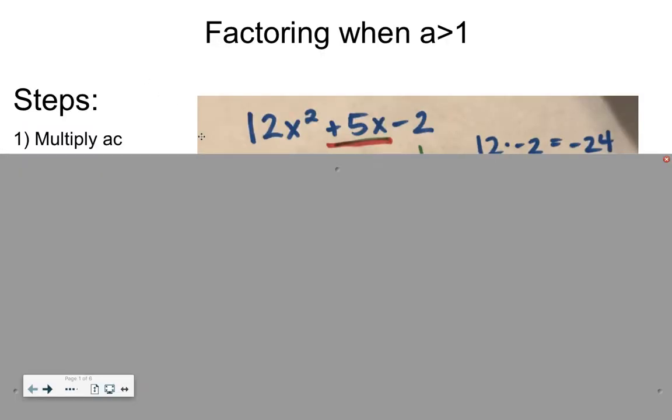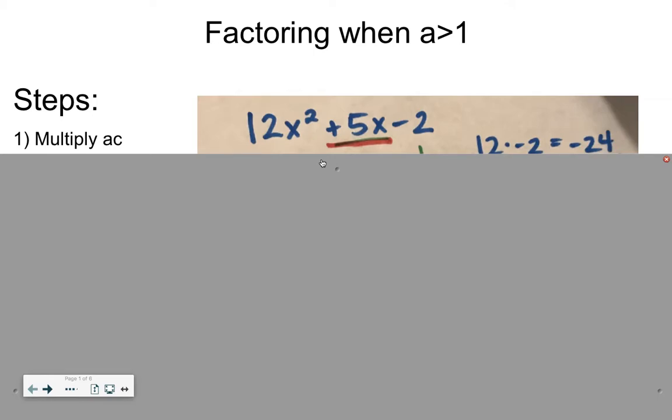All right, I'm going to talk to you a little bit about what to do when you're trying to factor and your a value is greater than 1. So far in class, we've been doing this when we had an x squared plus something something, and there was no number in front of it. Remember, this number in front of it we call a. So when that a is greater than 1, we follow a little bit different steps.